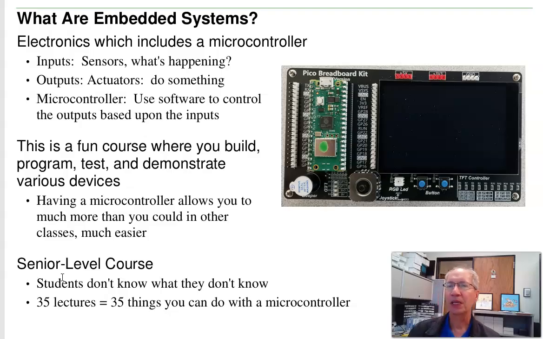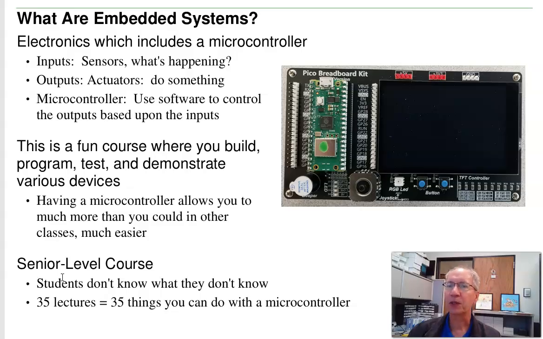An embedded system is an electronic device that includes both hardware and software. You have inputs like sensors that let the processor know what's happening, outputs like actuators, stepper motors, speakers, solenoids, and a microcontroller that uses software to control the outputs based upon the inputs.